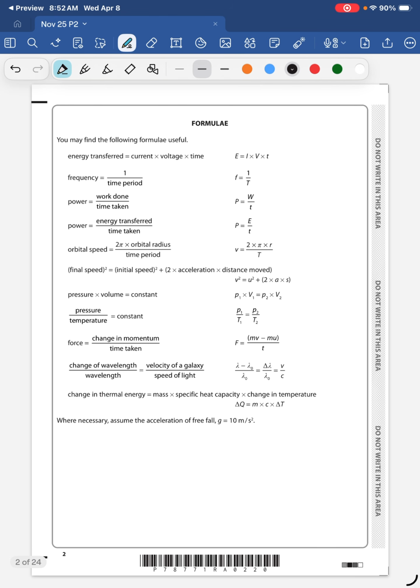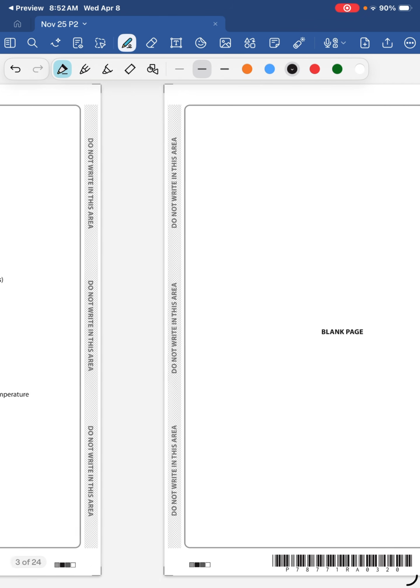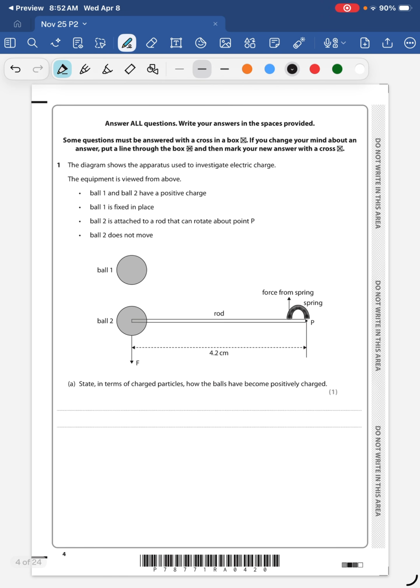So there are some formulae that you can use on the first page here. Let's start with the first question. I think there are 8 questions in this paper. I solved this paper a few days ago, so I forgot how many questions there are. So let's dive in. Question 1.